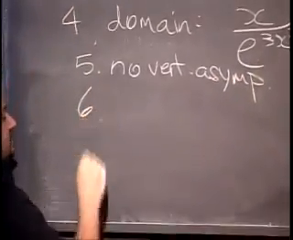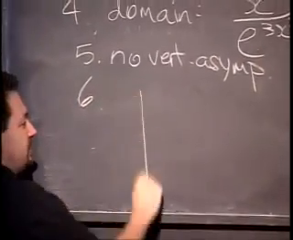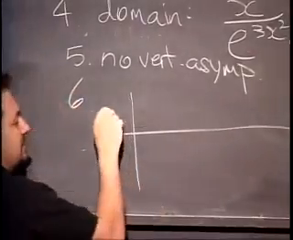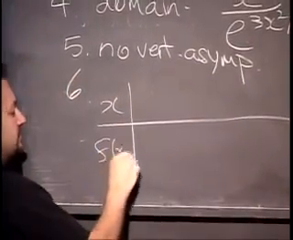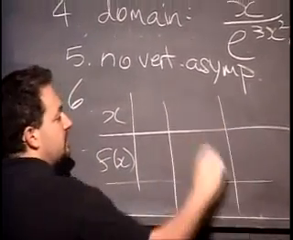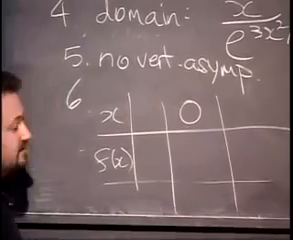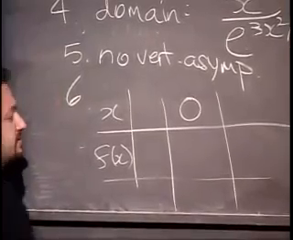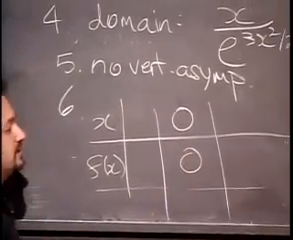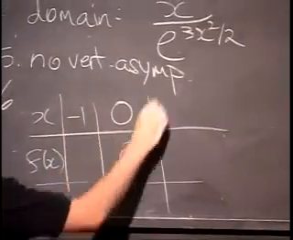Okay, now step 6, we need to set up a table of signs. Now, it's not very complicated. Here's x, here's f of x. 0 is the only x-intercept. There's no vertical asymptotes. The function value is 0. Let's just plug in minus 1 and 1.